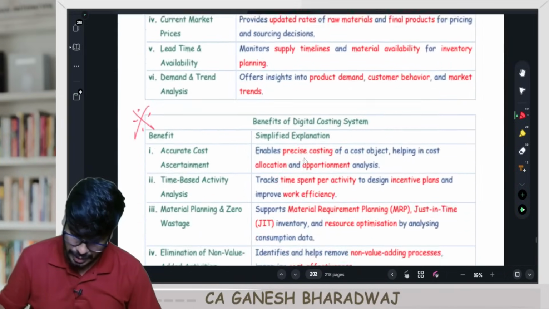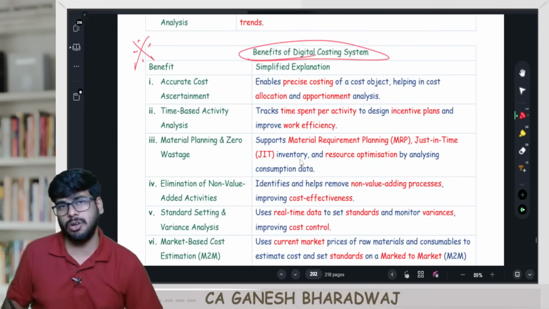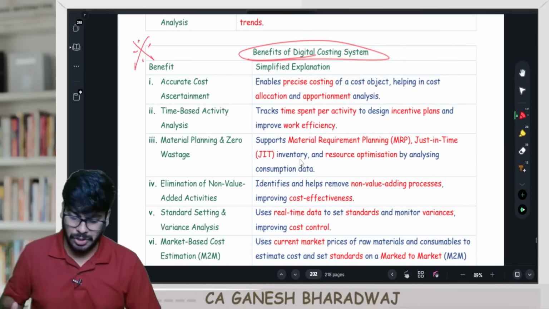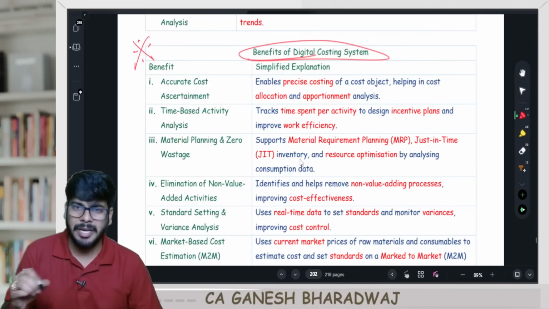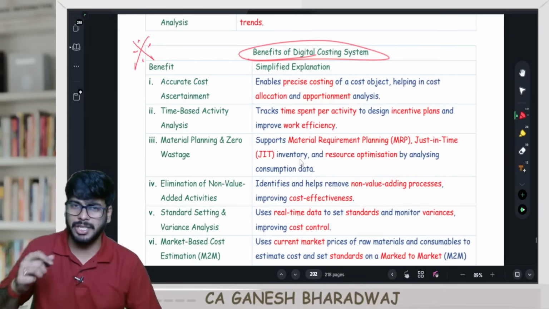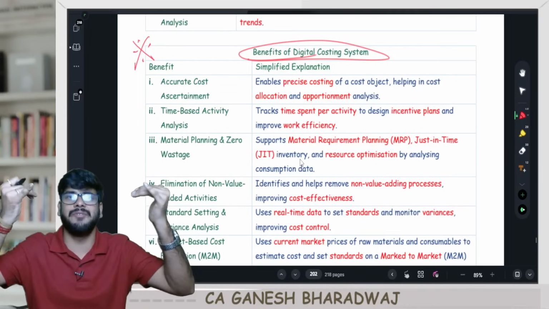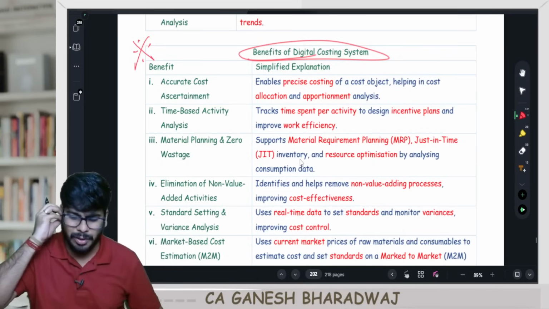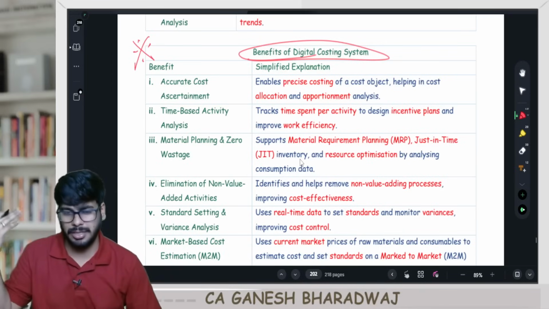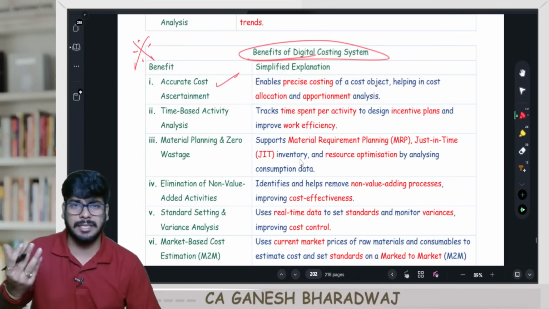It was a past exam question. Yes, look at this. What are the benefits of a digital costing system? What do you mean by a digital costing system? Simple. Instead of maintaining costing records, all the ledgers, in a physical, manual format, digitize it. Maintain everything in an ERP solution or in a software format. Now, if you are using a digital costing system, what happens? Number one, the benefit is what? Accurate cost ascertainment.